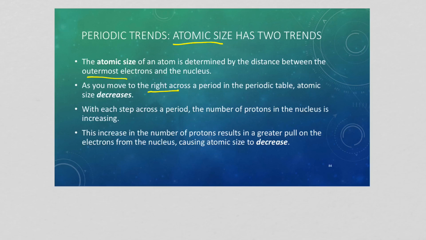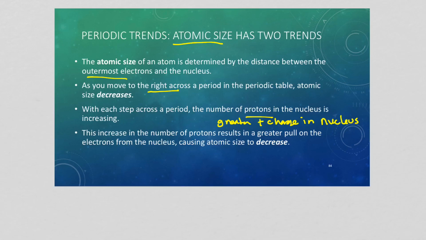Now, why might that be? Well, let's look at what's happening. So every step across, we add an electron, but of course, we're also adding a proton, right? The atomic number is going up 1 every time we go from one element to the next across a period. So we're putting more protons into the nucleus. So what is this doing? You put more protons, you have a greater positive charge in the nucleus.